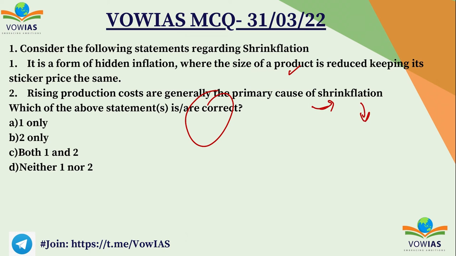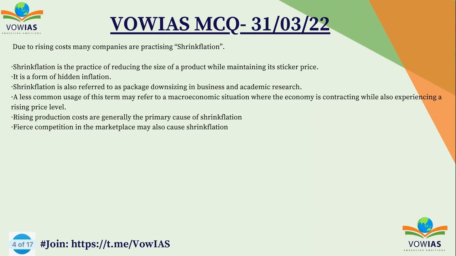For example, just imagine a 5-star chocolate. When you were a kid, you might have seen 5-star chocolate used to be a bit large, but now if you see the chocolate which you get for 10 rupees, the size of it is very small. The size of it has reduced. So that's how that is called as shrinkflation. So here the correct answer is C, both 1 and 2. Due to the rising costs, many companies recently are practicing this shrinkflation. So that's why this was in news.